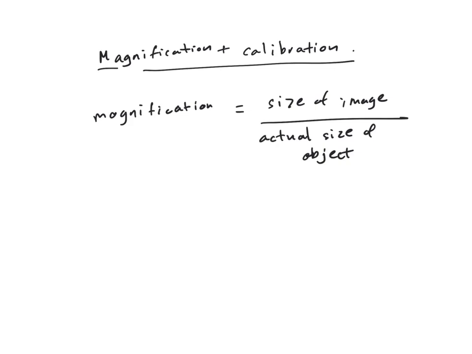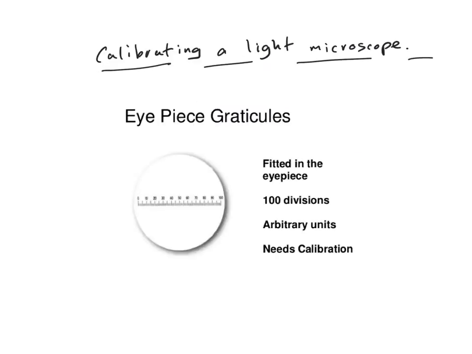To help us do this, we need to calibrate our microscope first, and we need to use a graticule to help us measure what we see as the size of the image. To calibrate our light microscope, we first need to use an eyepiece graticule. An eyepiece graticule has 100 divisions in it. It's fitted in an eyepiece, and it's in arbitrary units, so you need to calibrate it. It's just split into 100 divisions on a fine scale of 1 to 100, and this allows you to use a stage micrometer to properly calibrate the microscope.